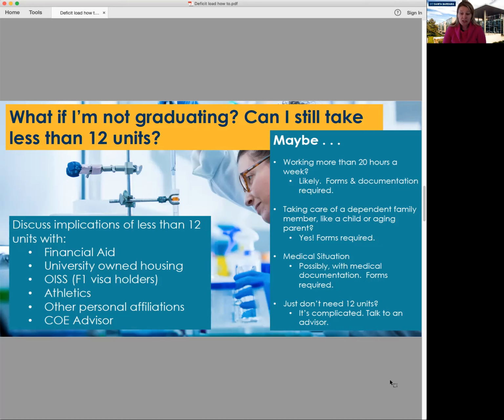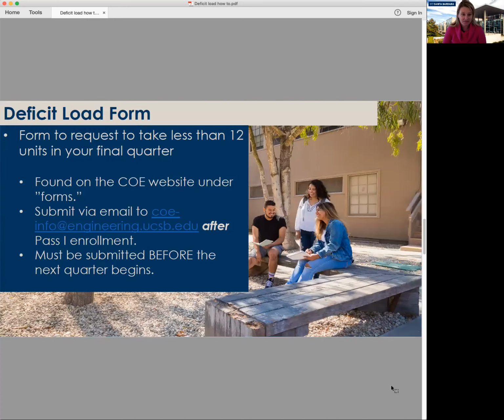Now, if you're a student who just doesn't need 12 units, you came in with a lot of AP credit, it's a little more complicated and nuanced. And so we would encourage you to talk to one of the four advisors in the College of Engineering. And again, no matter what, if you have any sort of affiliations, university-owned housing, etc., please make sure you talk with those bodies as well as talk with an advisor in the College of Engineering.